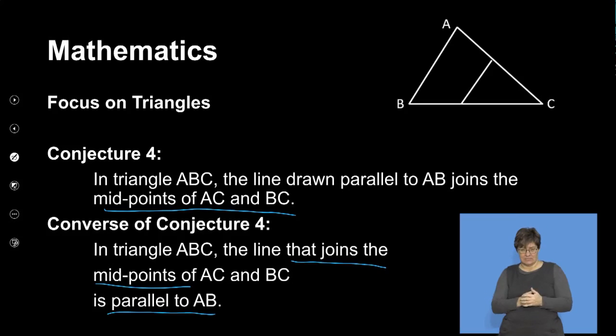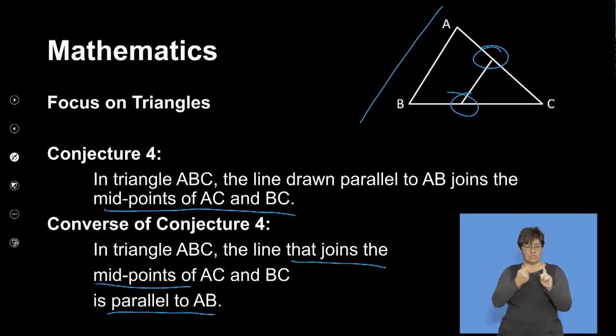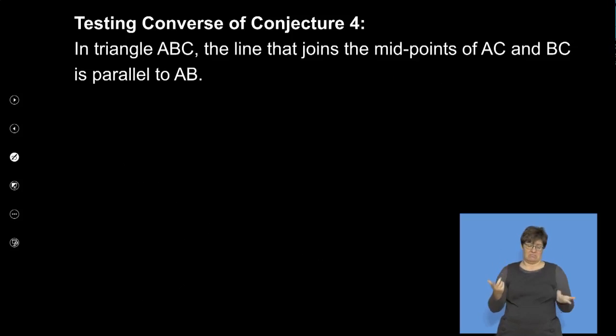Because this will then say, if any line is drawn parallel to the third side, it is passing through the midpoint. But that is really not a true statement at all times. But let's look at this. So we're saying the line that joins the midpoints is parallel to AB, which we've just spoken about.